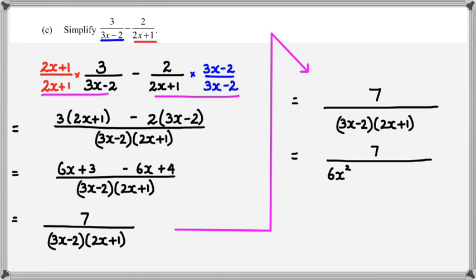So 3x times 2x, that's 6x squared. 3x times 1 is 3x. Negative 2 times 2x is negative 4x. And negative 2 times positive 1 is negative 2. So simplifying this, I have 7 divided by 6x squared, 3x minus 4x is negative x, minus 2. Like I was saying before, I'm not sure what they're expecting as the final answer. So anyway, moving on to the next question.